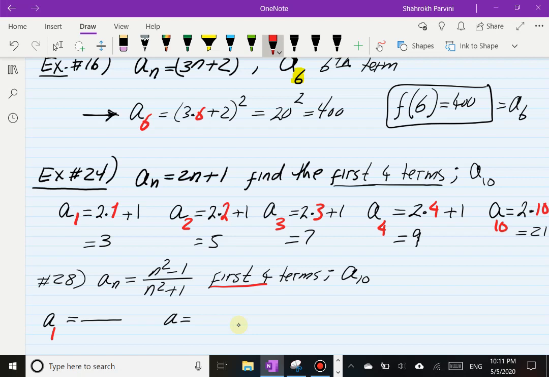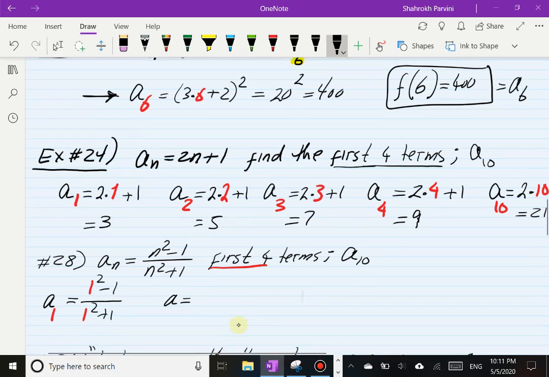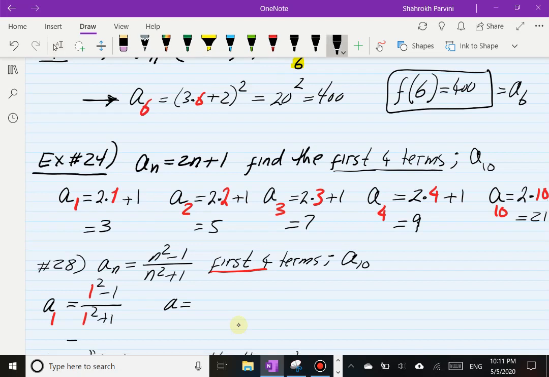So a sub 1 is going to be, when you plug in a 1 for n, numerator and denominator, and we're simply going to do what the fraction says to do. Okay. Now, 1 squared minus 1 is 0. 0 over 2 is 0. So the first term is 0. Correct? Now, the second term, that's when we plug in a 2 for n. And the second term is going to be also a fraction. And this time we're going to put a 2 above, 2 below. First one, 2 squared minus 1. Second one, 2 squared plus 1 equals.